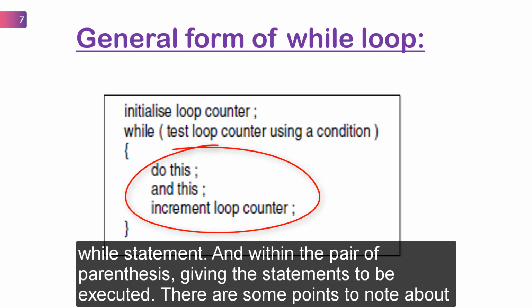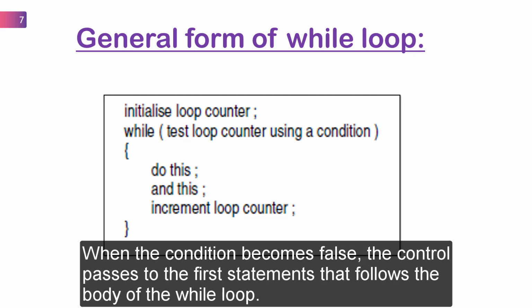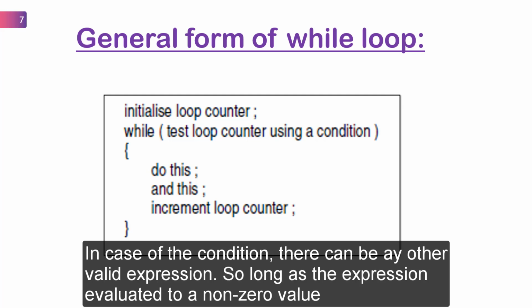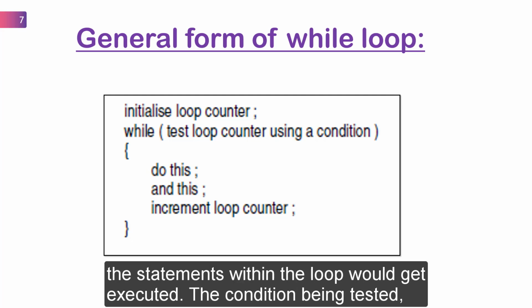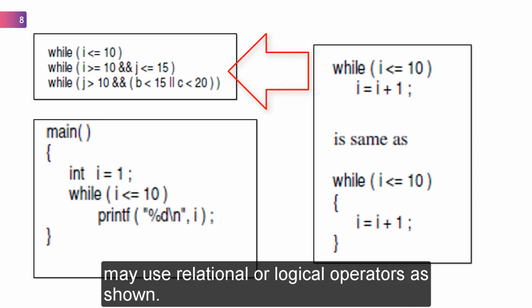There are some points to note about while loop. The statements within the while loop would keep on getting executed till the condition being tested remains true. When the condition becomes false, the control passes to the first statement that follows the body of the while loop. In place of the condition, there can be any other valid expression. So long as the expression evaluates to a non-zero value, the statements within the loop would get executed. The condition being tested may use relational or logical operators as shown.